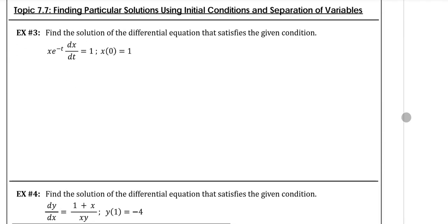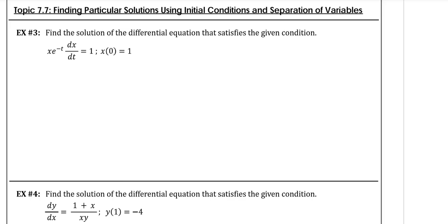Now the next example talks about finding a particular solution. So in other words, how do we find the value for C? And this isn't any different than how we found particular solutions of any integration problem we did in Unit 6. So we're going to start by solving the differential equation, and then we will apply the given condition to solve for C.